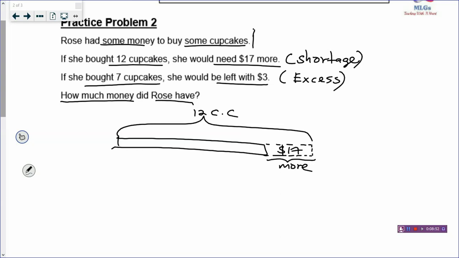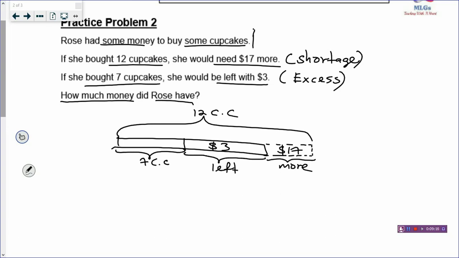So look at the money that she has, which is the rectangle with dark lines, and you cut part of the rectangle, and that is part of the money that she's going to use to buy 7 cupcakes. And then she will have $3 left. So this is the leftover. Okay, all right. My apologies that it's not proportional.